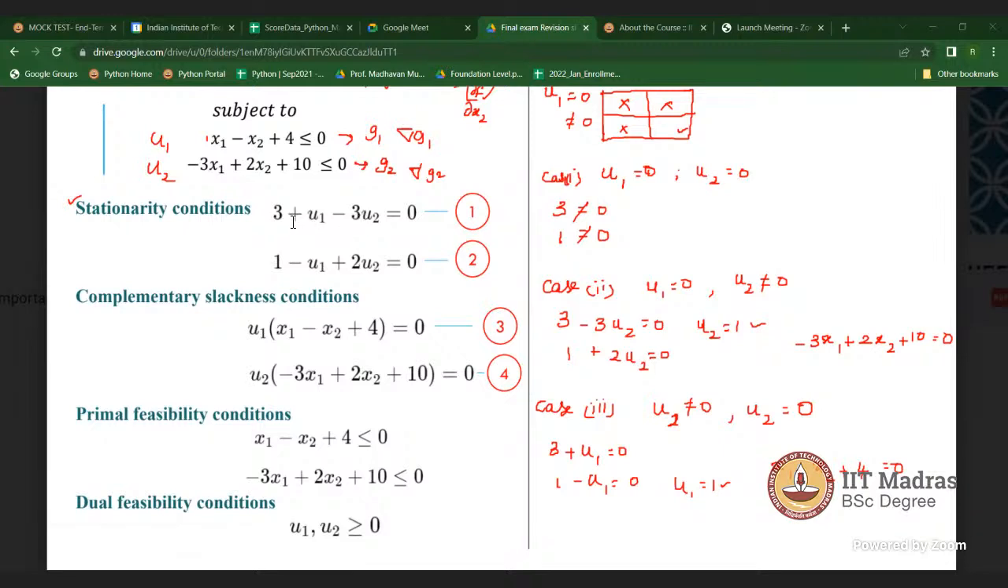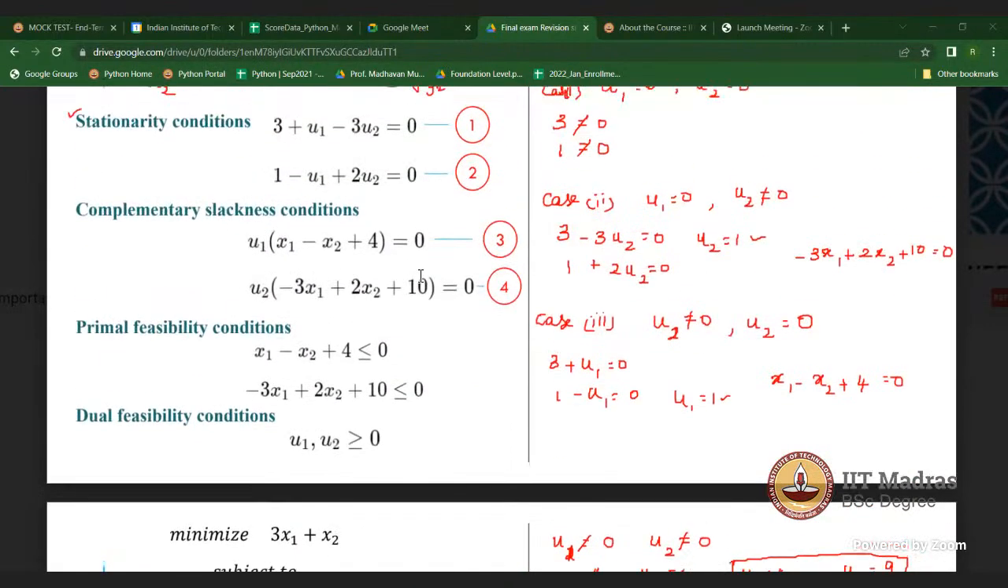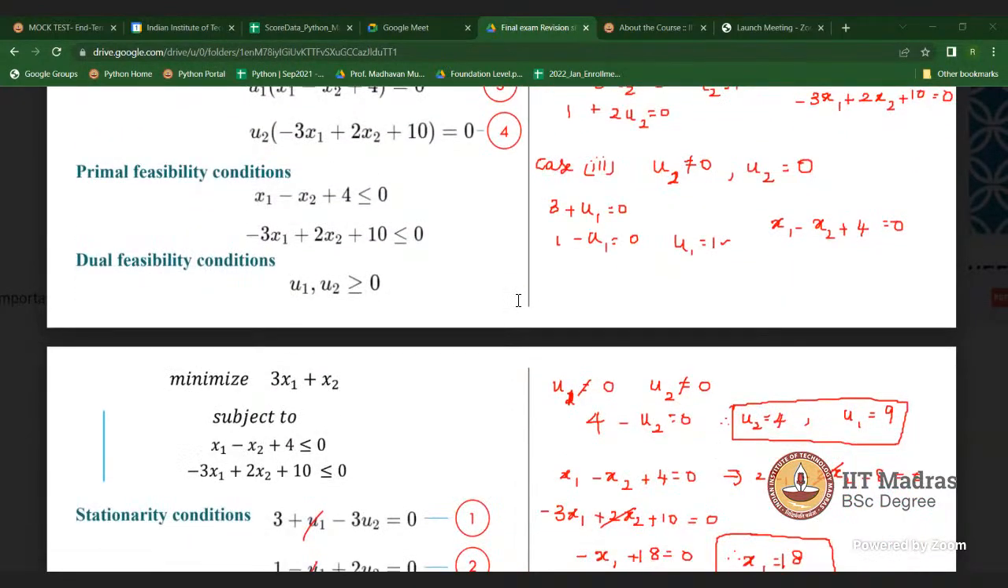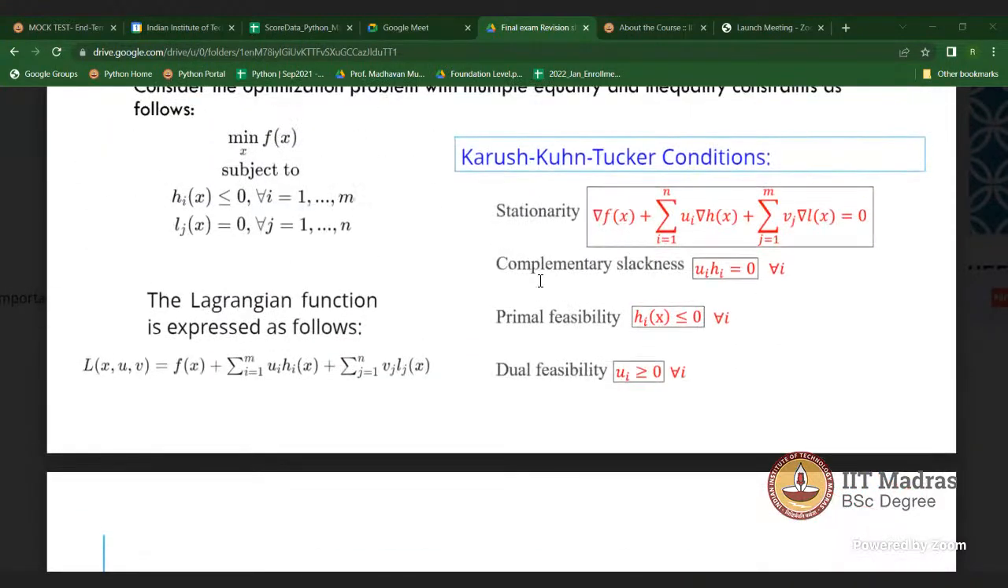Yeah. -12 plus 3, 9. So U1 equals 9. Okay. U1 equals 9 and U2 equals 4. Those are solutions. And then we have these primal conditions, right? Primal P is equal to 1. UiHi should be equal to 0.